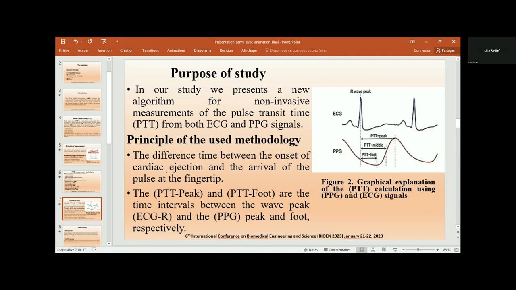Principle of the used methodology. PTT is the time difference between the onset of the cardiac ejection and the arrival of the pulse at the periphery. The PTT peak and the PTT foot are the time intervals between the ECG R wave peak and the PPG peak and foot, respectively.